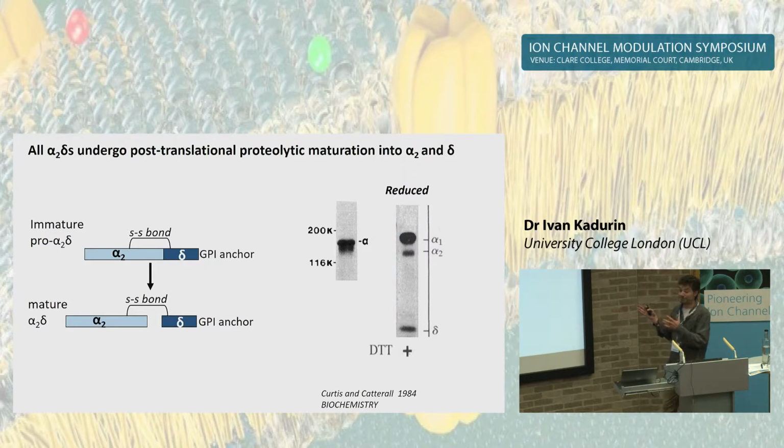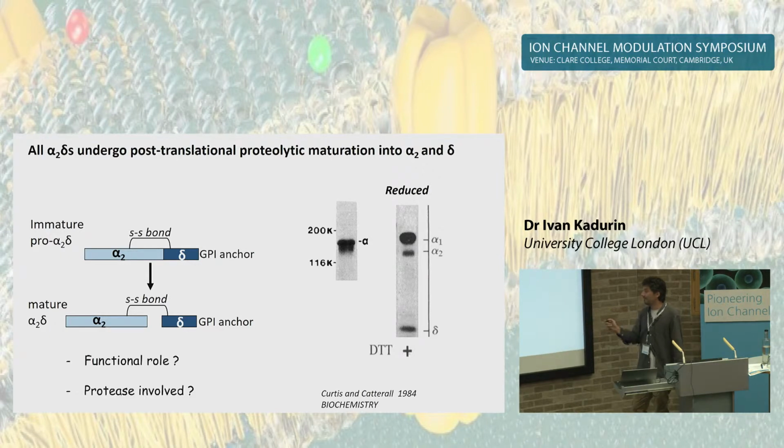Since the channels were first purified from skeletal muscle, the Bill Cottrell group has found that there are several bands, which they called at the time alpha-2 and delta. Up to now, they're called like this. And then they have shown that alpha-2 and delta are actually encoded by one gene, which is post-translationally cleaved. But since then, the functional role or the protease involved was not well understood.